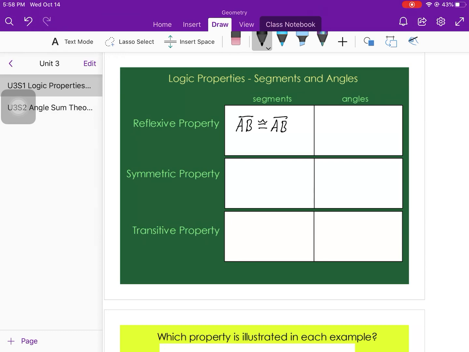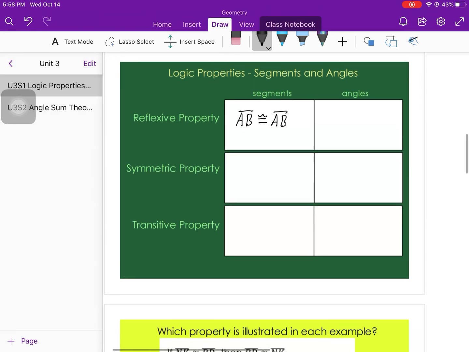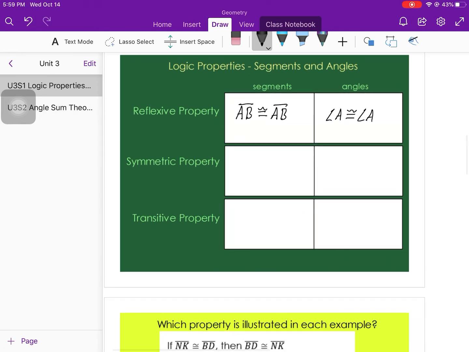Now it might seem like, oh, why do we have this? It's going to come into play later on. We'll appreciate it, I promise you. And then for angles, it's like saying one angle is congruent to itself. So angle A is congruent to angle A. It's like looking in a mirror. We see the exact same thing on both sides.